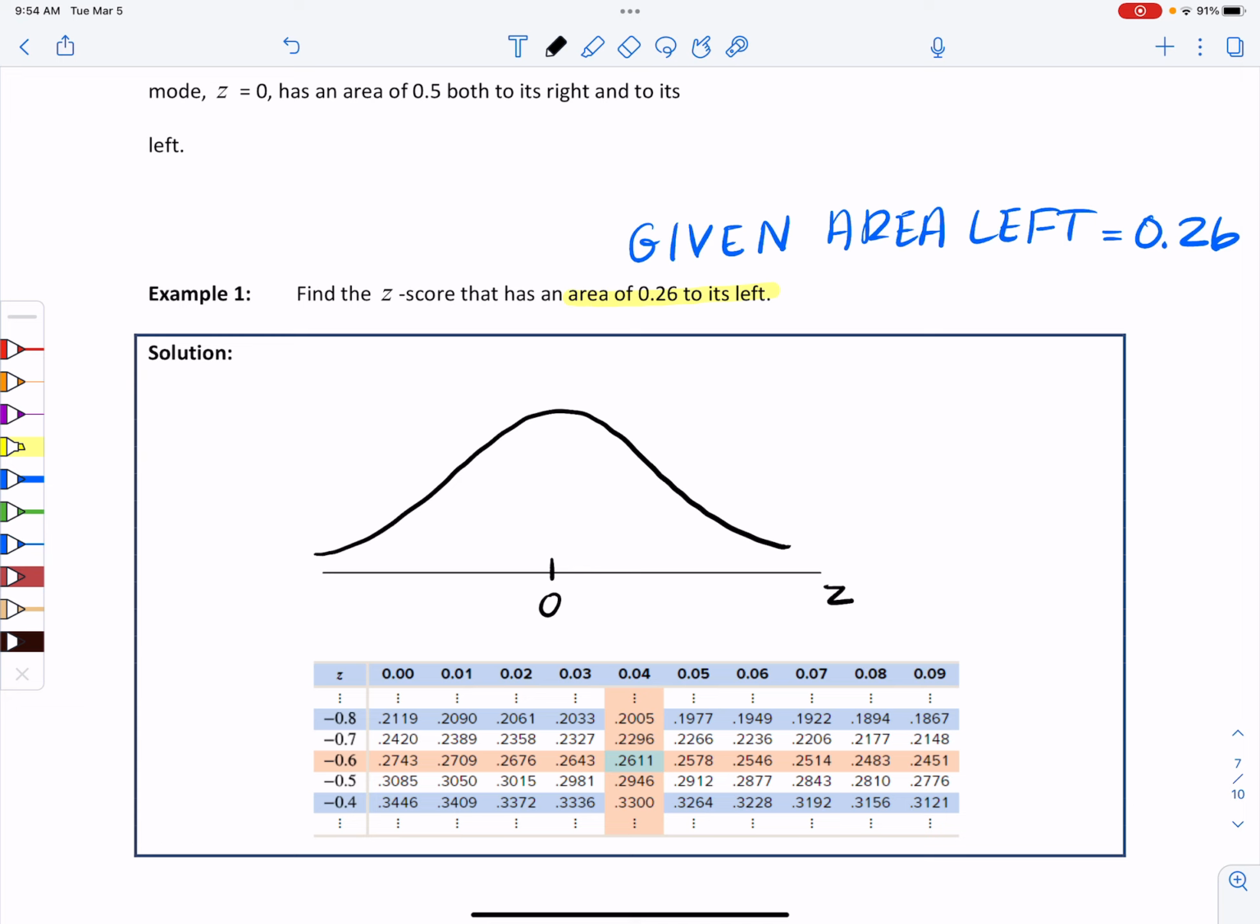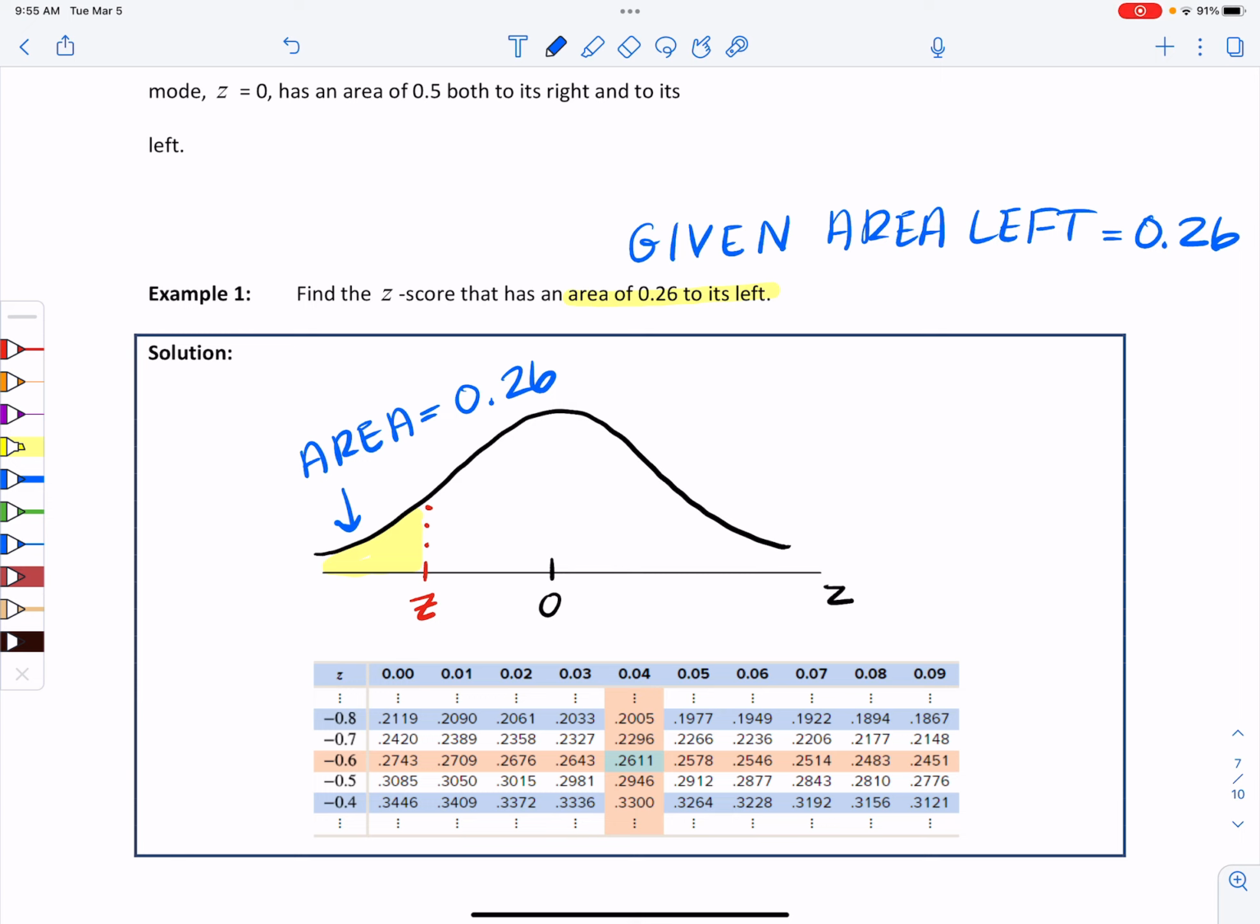It's 0.26. So I am looking for a z-score, and I'm just guessing where it would fall, but it would be below 0. I don't know it, so I can't label it, where I am given the area to its left. Notice the difference between this and the problems that we've been doing. The ones before, the z-score was there, but we need to find the area. Now the area is there, but we need to find the z-score.